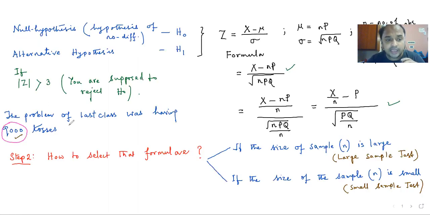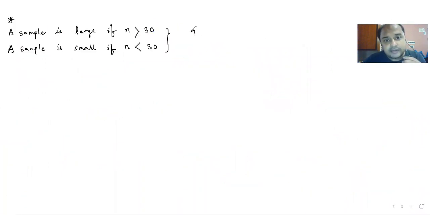You are sure about that here n is pretty large, much larger than 30. Okay, and therefore it is a large sample, and the test that we have used over here is a large sample test. Okay, so the test used in the last problem was a large sample test.